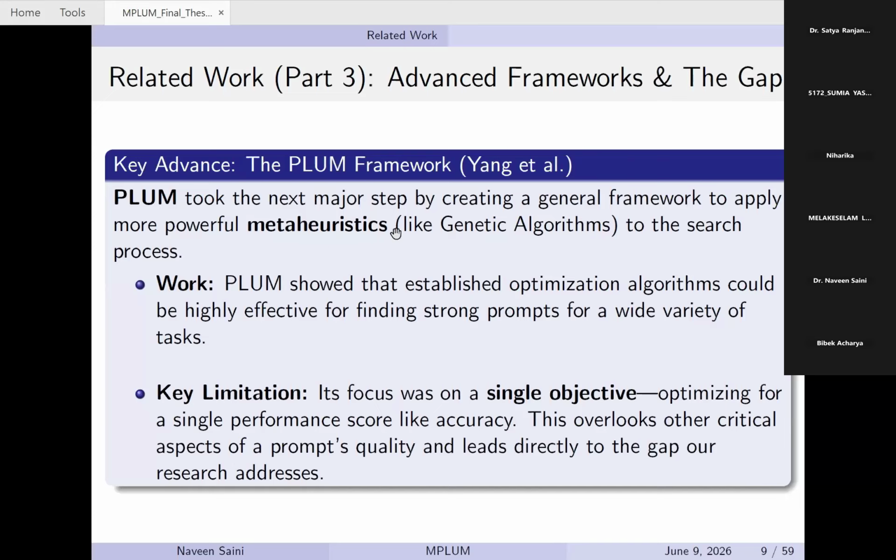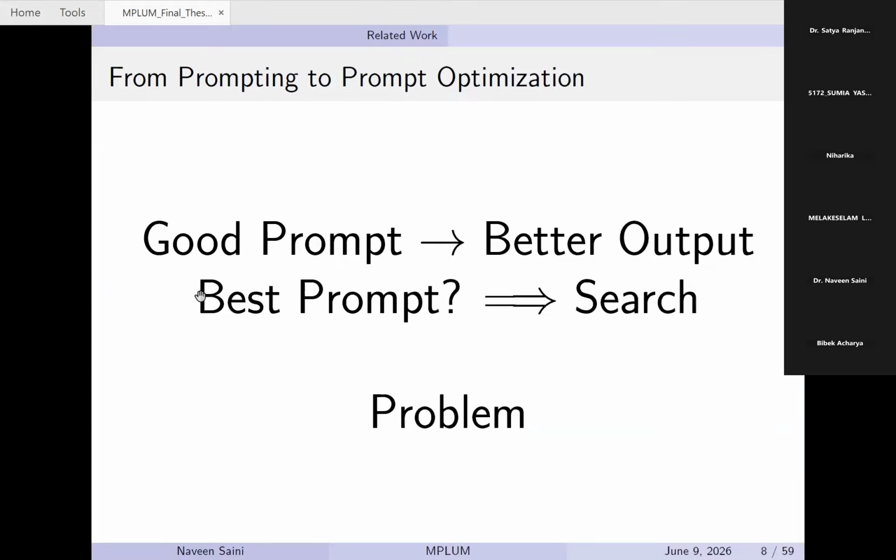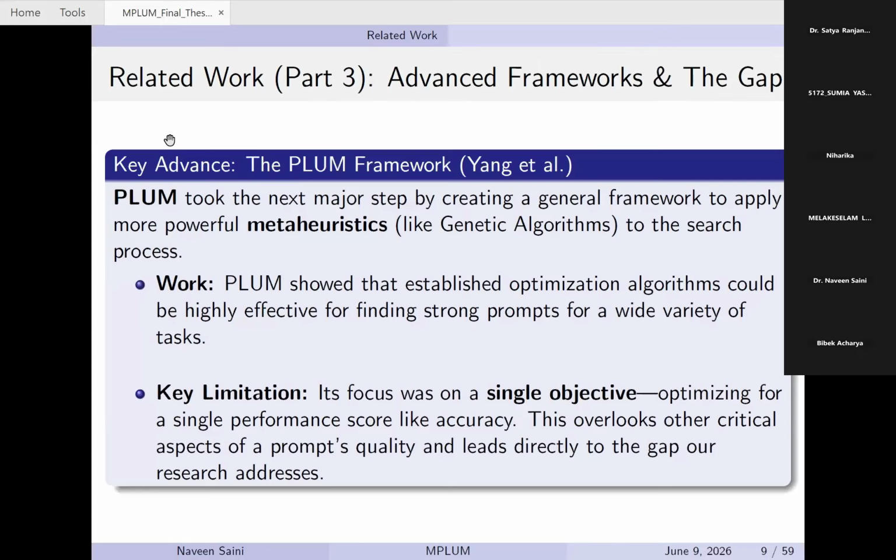Why am I discussing this? Because to find the best prompt, we are considering this as a search problem. Based on the search problem, PLUM is a framework which was recently developed. PLUM showed that established optimization algorithms could be highly effective for finding the best, or strong, prompt for a wide variety of tasks. A task may be classification, clustering, summarization, or any other task.